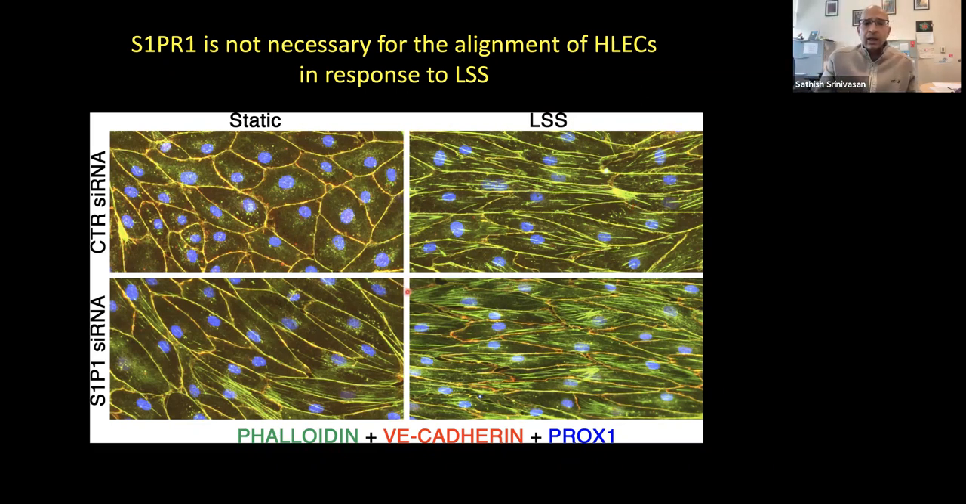And when we knock down S1PR1, we didn't see any obvious changes. The cells seem to be aligning just the same. They look normal.